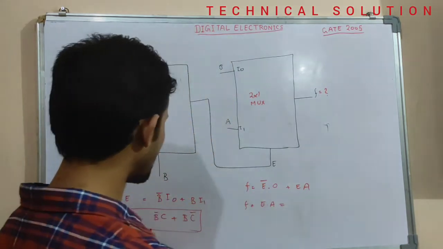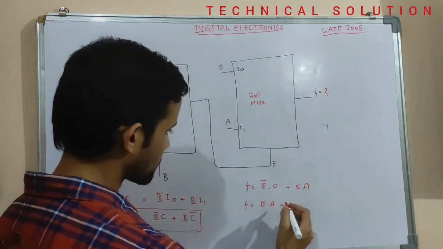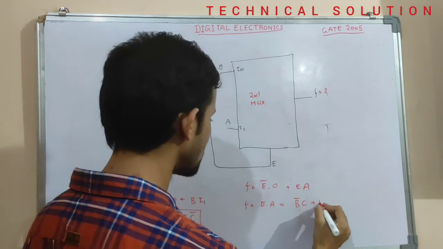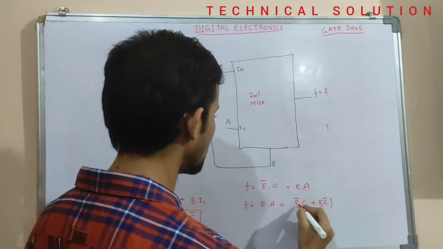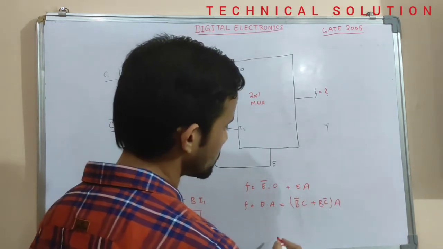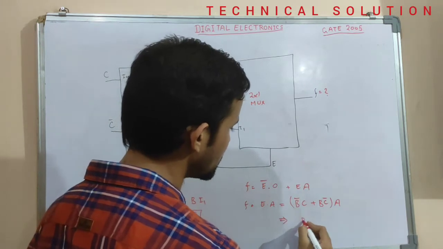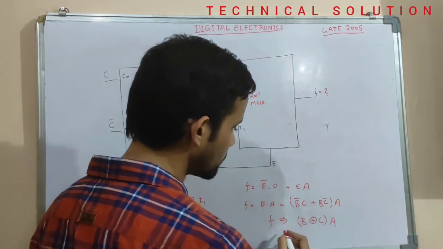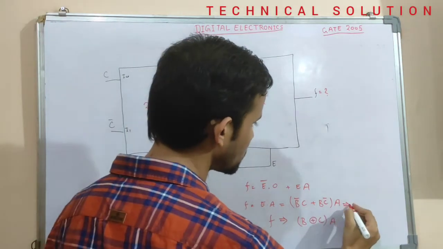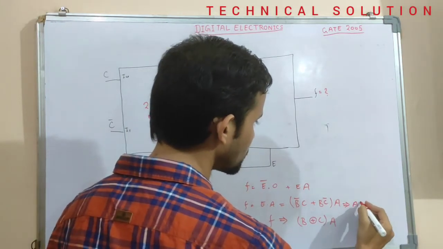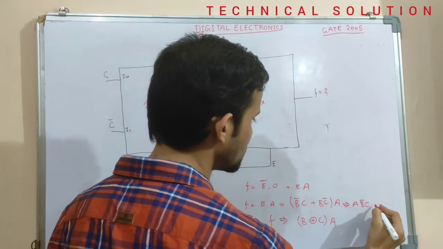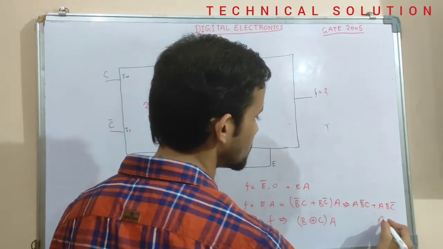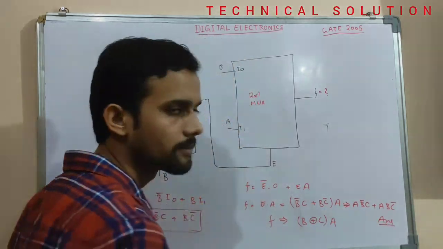And here E is given by B complement C plus B C complement, into A. We can also write it as B XOR C into A, or we can also write it as A B complement C plus A B C complement. This is the answer for this question. Okay.